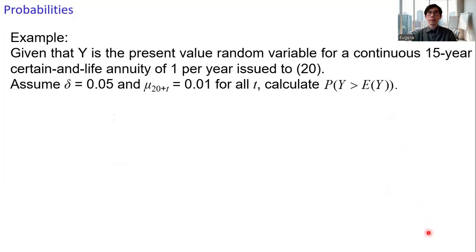All right, another example. For a continuous 15-year certain and life annuity of 1 issued to an individual at age 20, delta is 0.05, force of mortality 0.01. Calculate the probability that Y is greater than its expected value.